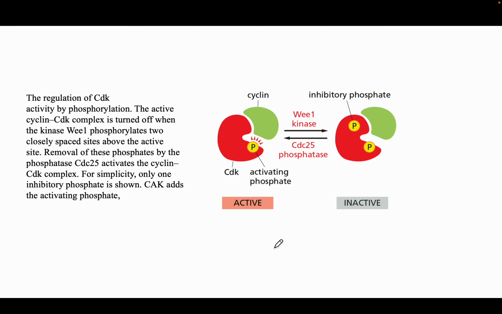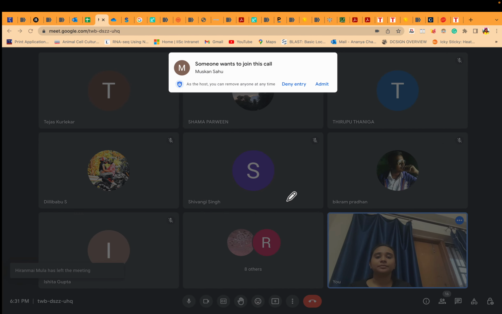This is also a small diagram of regulation of CDK and cyclin. You can see that this is a cyclin dependent kinase, and then cyclin will bind with it. There will be an activating phosphate here that makes the whole complex active, but Wee1 kinase will phosphorylate another tyrosine, which eventually will make this complex inactive. CDC25 is a phosphatase which will eventually remove this phosphate, and the complex will become active again.